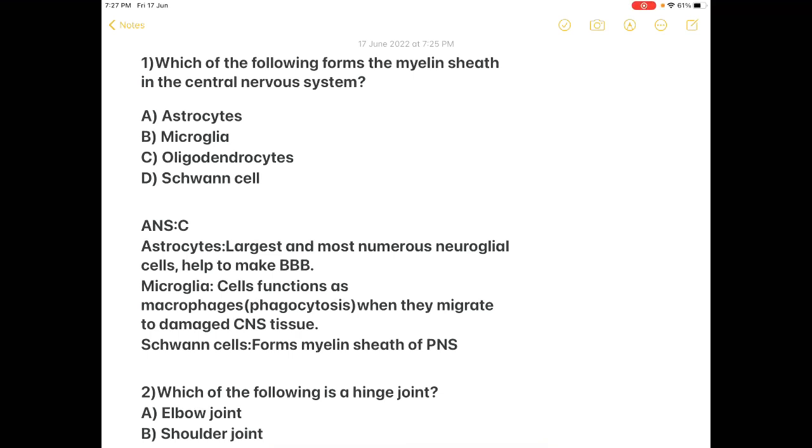Today we'll be discussing the DME staff nurse questions which were recently held in the state of Kerala. We'll be discussing 15 questions today.